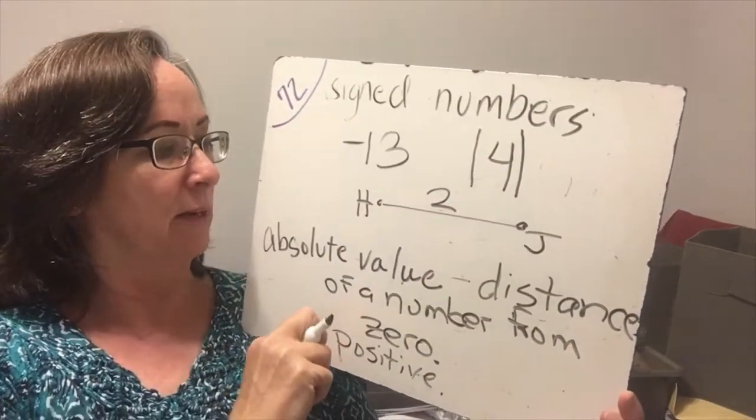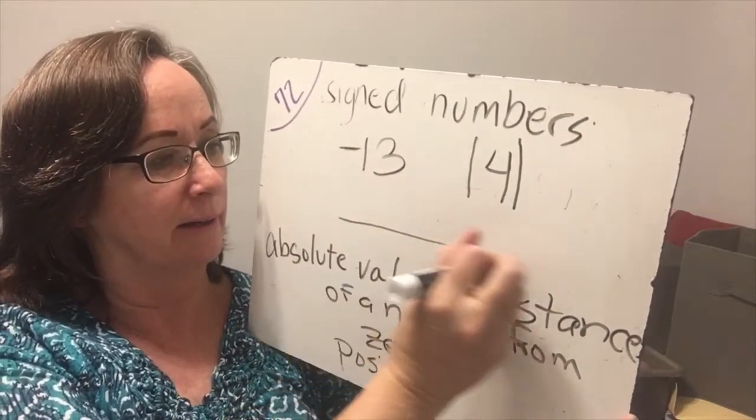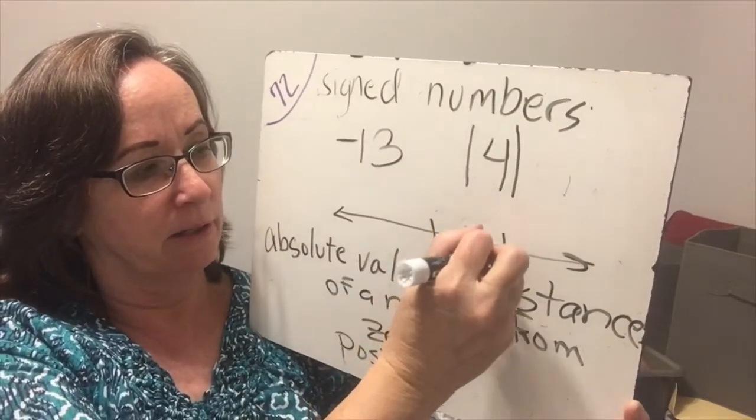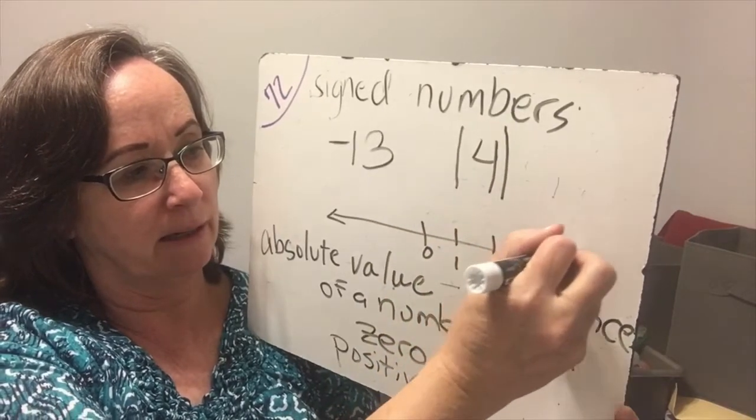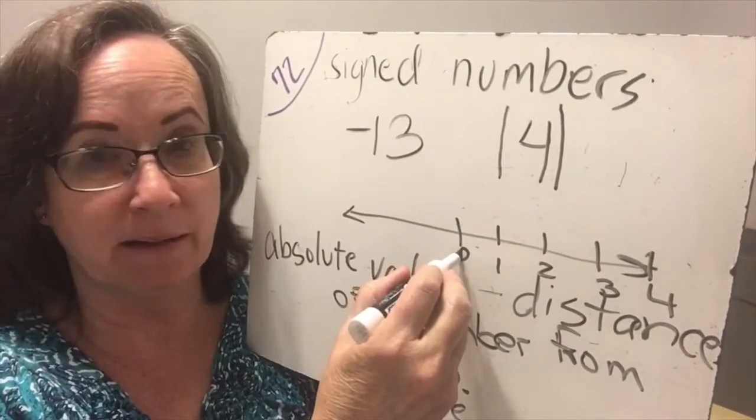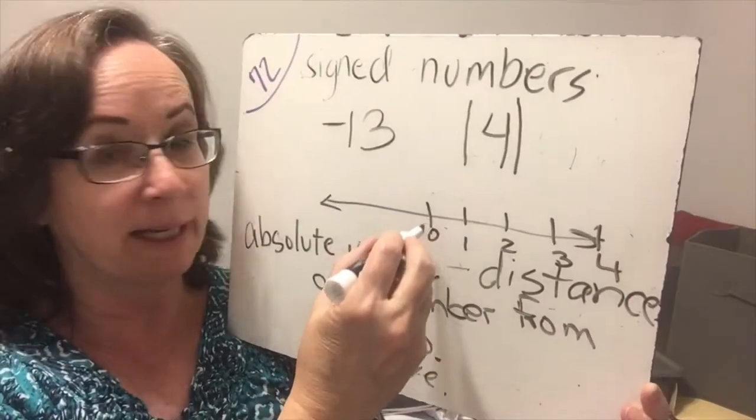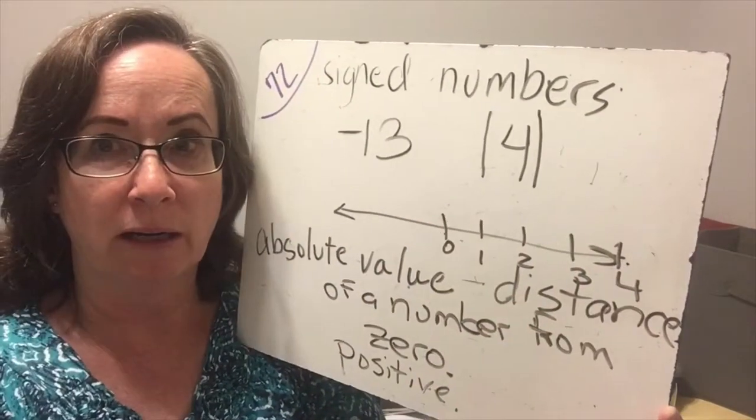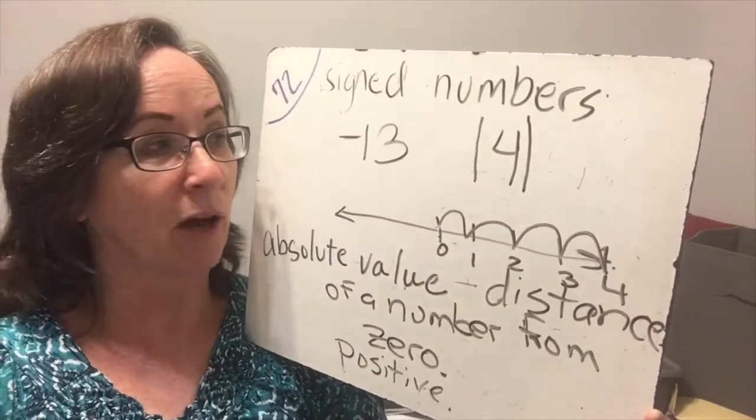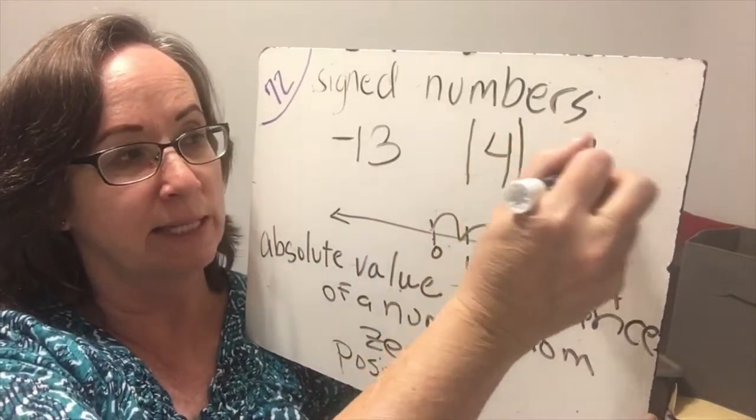Well, if you look on the number line, let's draw a little number line here. We have 0, 1, 2, 3, 4. Okay, and the distance from 0, because remember, the absolute value is the distance of a number from 0. So here's 0, and here's 4. How many steps? 1, 2, 3, 4 steps. So the absolute value is the distance of 4 from 0, which is 4 steps.